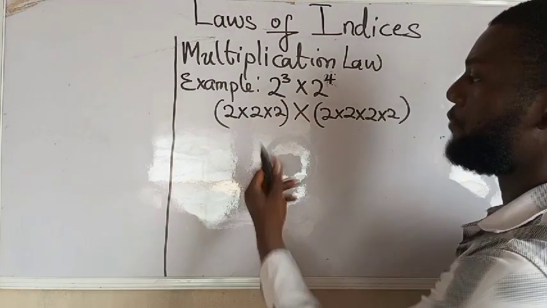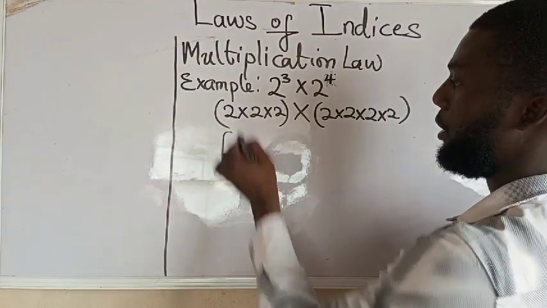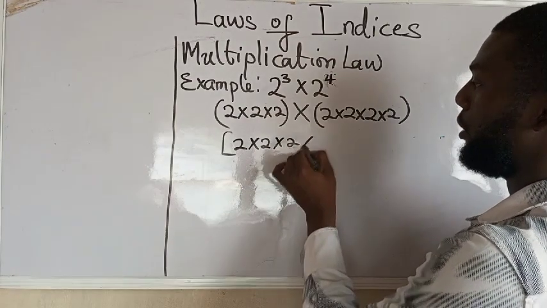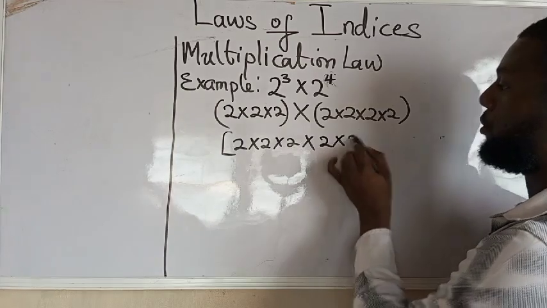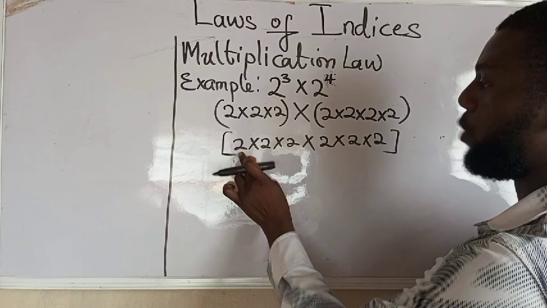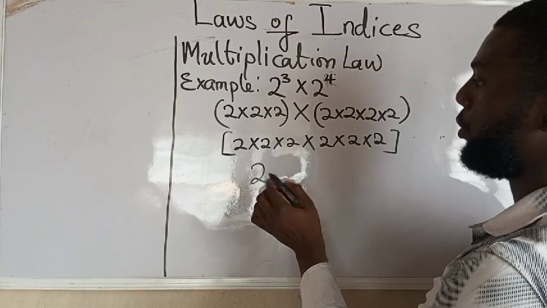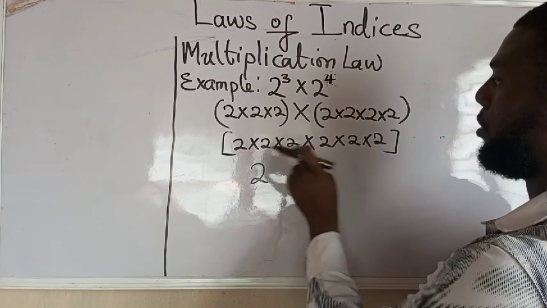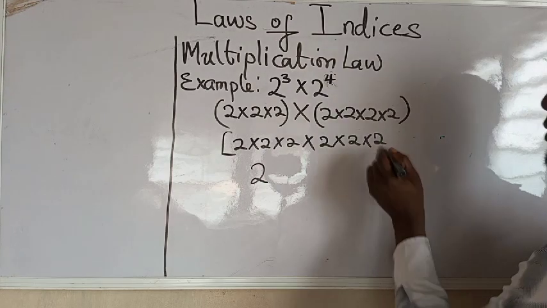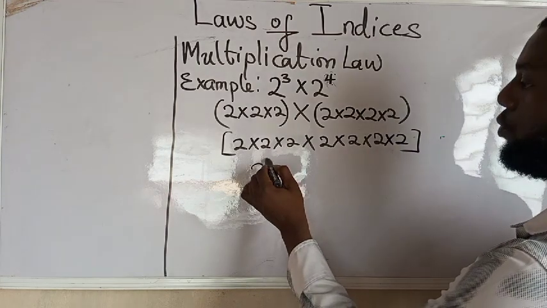Now, if I want to gather all my 2's together, if I remove the brackets, it becomes 2 times 2 times 2 times 2 times 2 times 2. Now, if I count all the 2's here, I have 1, 2, 3, 4, 5, 6. Then it becomes 2, 1, 2, 3, 4, 5, 6. Oh, I think I've omitted 1 times 2. Yes. So it becomes 2 raised to the power of 7.